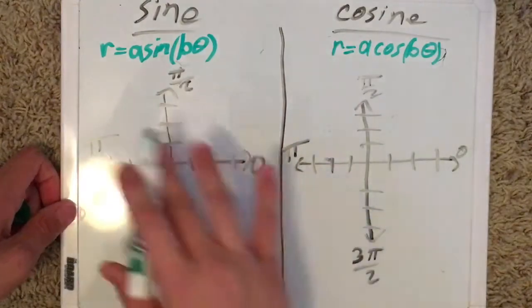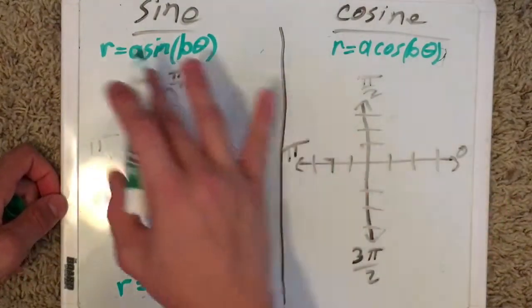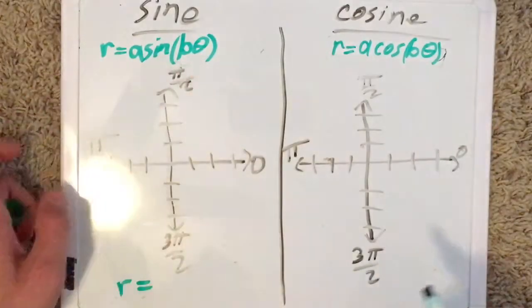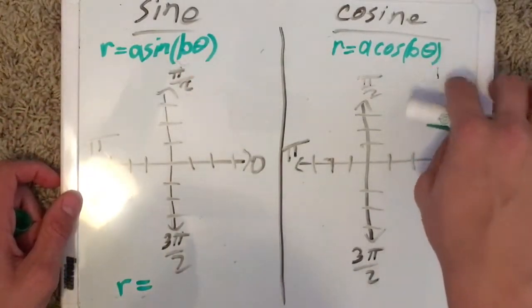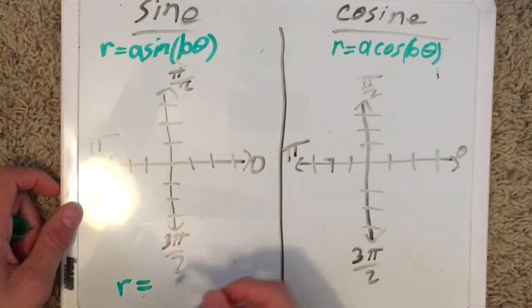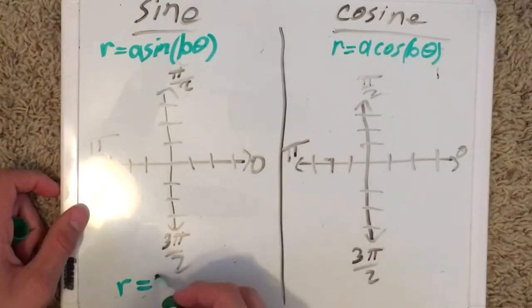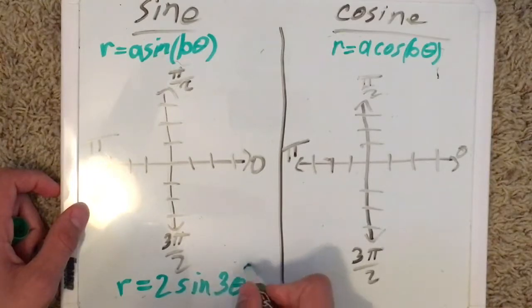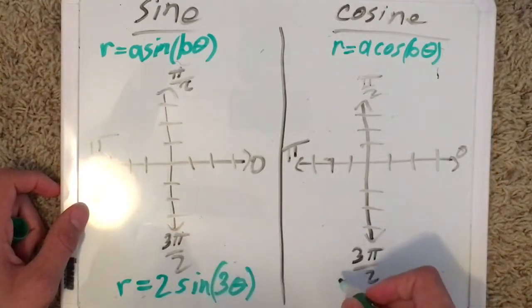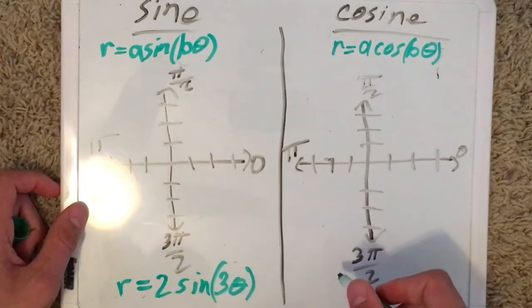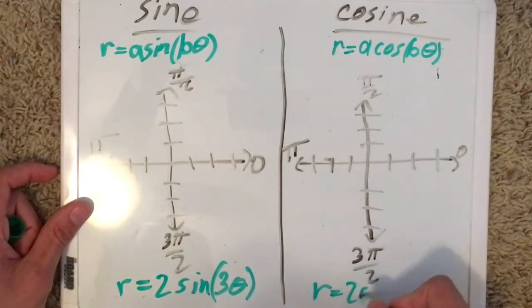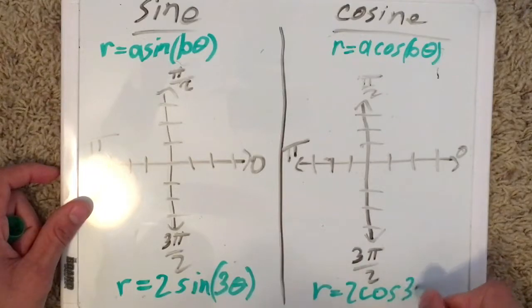Okay, so we have our graphs, our basic equation. Remember, a and b both have to be whole numbers for this easy method to work. So on the left side, we're going to do r equals 2 sine of 3 theta. And on the right, we're going to do the same thing, but with a cosine instead of a sine. r equals 2 cosine 3 theta.